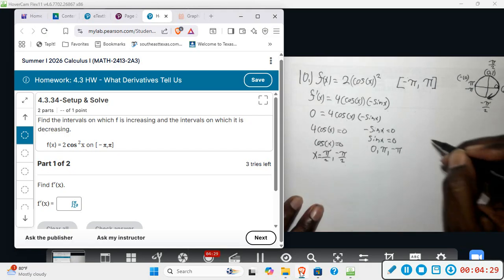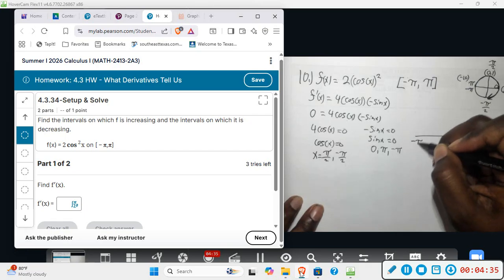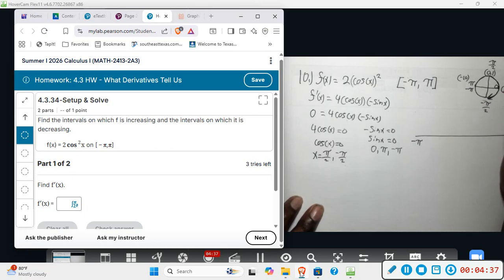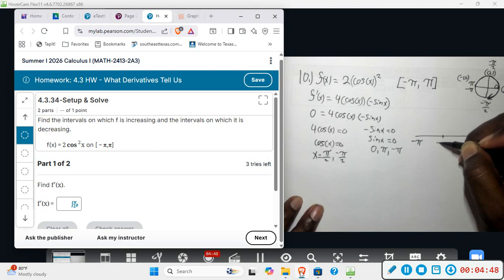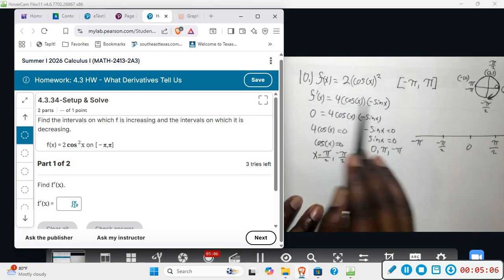Okay, so if I were to do a number line, we would say negative pi is here. So we'll just kind of go around the circle this way. So we'll start at negative pi, 0, pi. The negative pi over 2 is here. And then the pi over 2 would be here. So we're going to need to test values in between each of these sections. So we have 1, 2, 3, 4 sections to test using this expression.